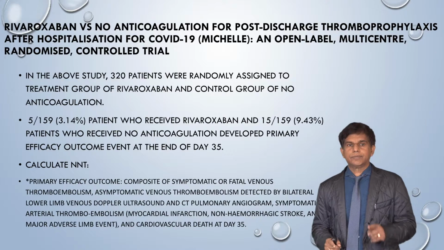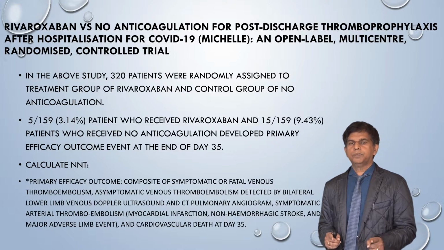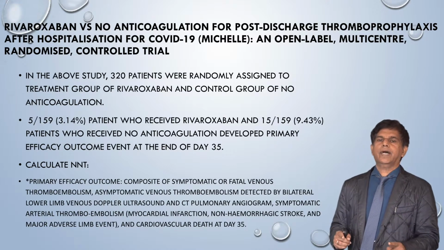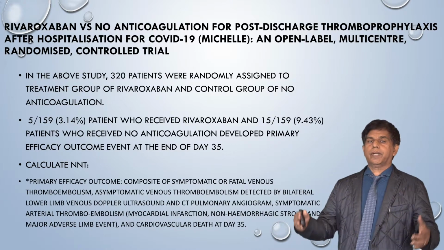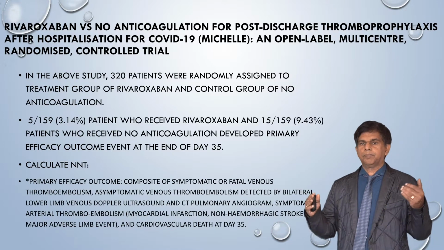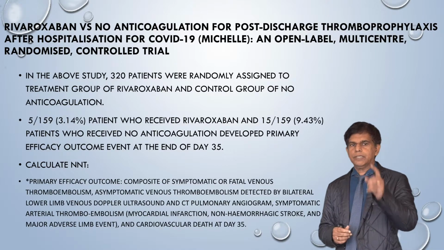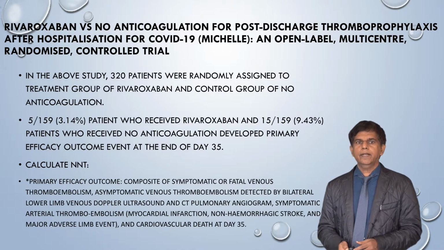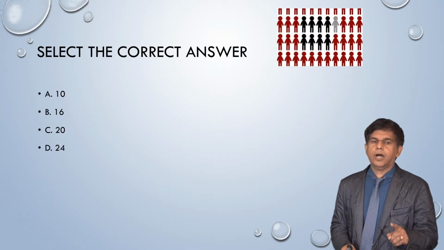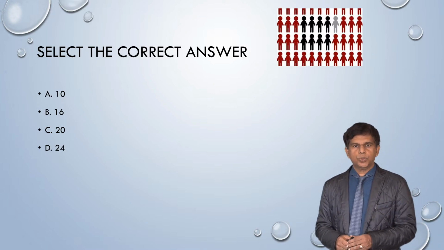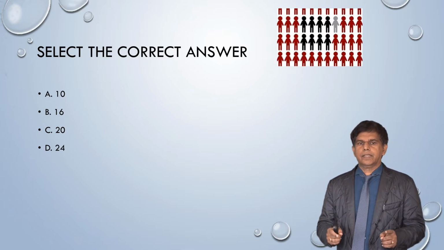Now let's look at the results. 5 out of 159, 3.14%, in the rivaroxaban group, and 15 out of 159 in the control group, which is 9.43%, developed the primary outcome, which is pulmonary embolism or venous thromboembolism. Now, please calculate the number needed to treat. Select the correct answer. Option A is 10, option B is 16, option C is 20, and option D is 24. Please pause and do the calculation, and then we'll come back to it.